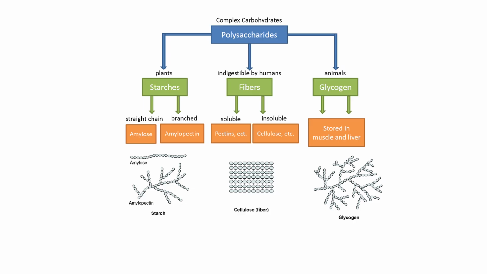Fibers are indigestible by humans. You have soluble and insoluble. And you can notice the structure, what that looks like. And then we have glycogen. And this is stored in our muscle and liver. And if you notice again, it has a branched shape.